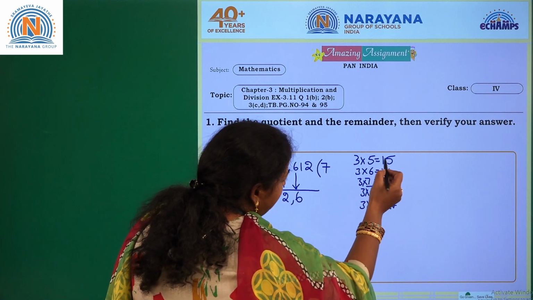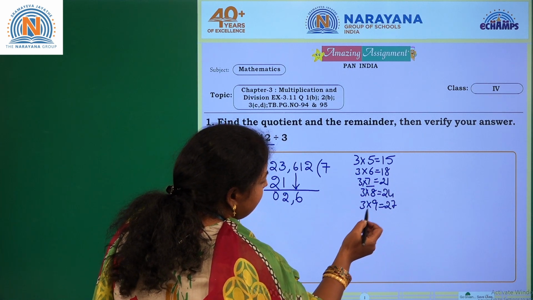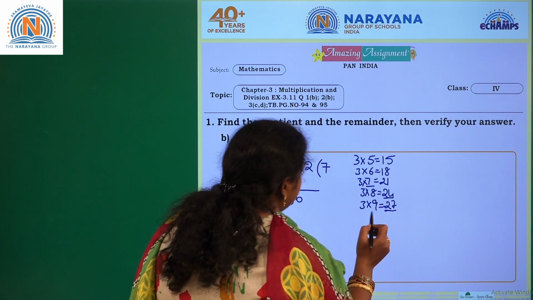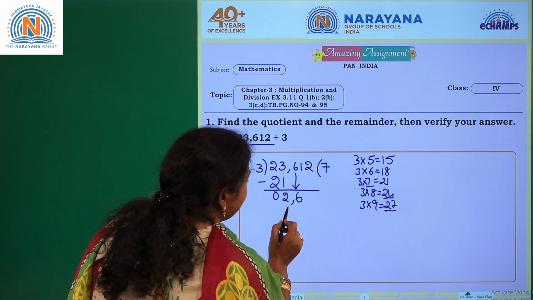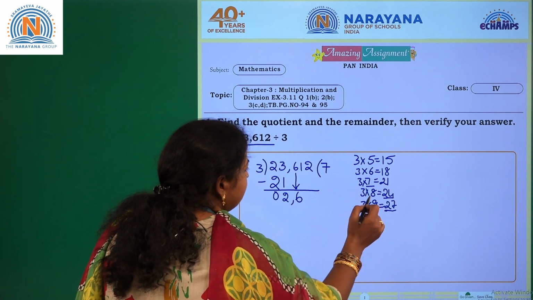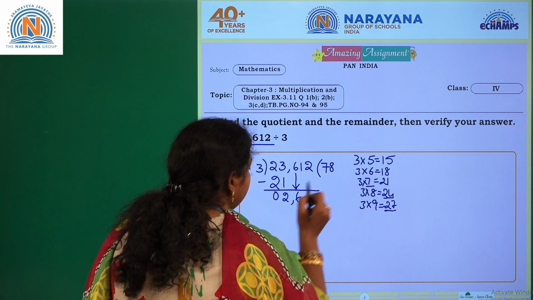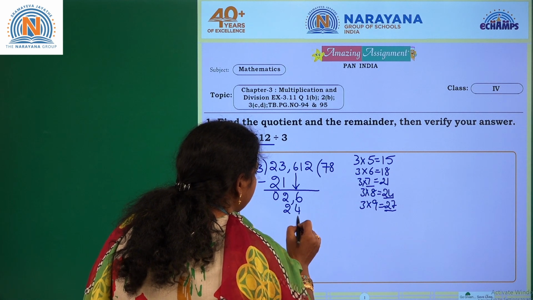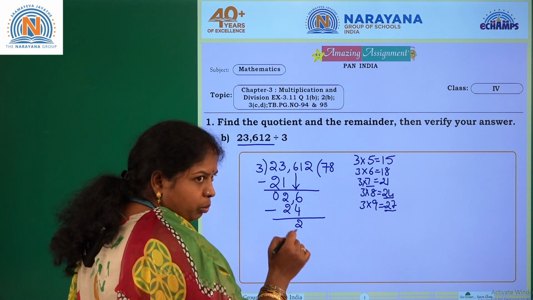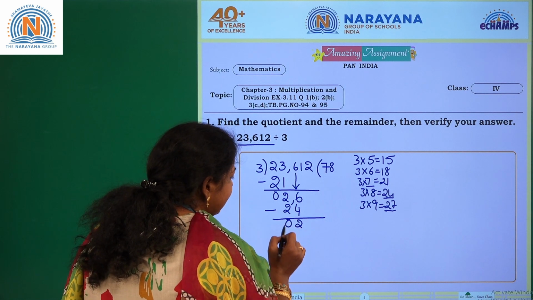Now if you observe the multiplication table of 3, you are getting 24 and 27. 27 is greater than 26. So you have to consider 24. 3 times 8 is 24. So let us write 24 here and subtract. 6 minus 4 is 2, and 2 minus 2 again is 0.